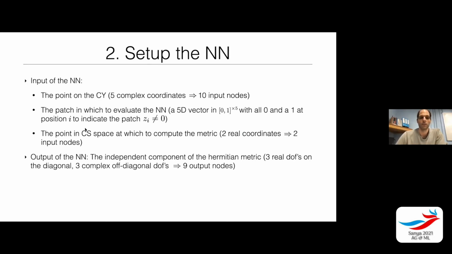And we also input the complex structure point where we compute the metric. In general, this input would be h^{2,1}-dimensional. For the family of manifolds we looked at, this was just a single complex value of psi, so 2 real coordinates. The output of the neural network is then just the metric. This has 3 real degrees of freedom on the diagonal and 3 complex off-diagonal degrees of freedom. So these are 9 degrees of freedom.